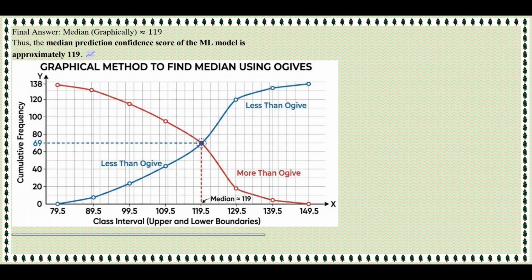So finally, we conclude that the median prediction confidence score of the machine learning model is approximately 119. This means half of the predictions have confidence less than 119, and half have more than 119. A beautiful balance point in the data. Keep practicing these graphs, because once you master them, data will stop being numbers and start becoming stories you can see and understand.